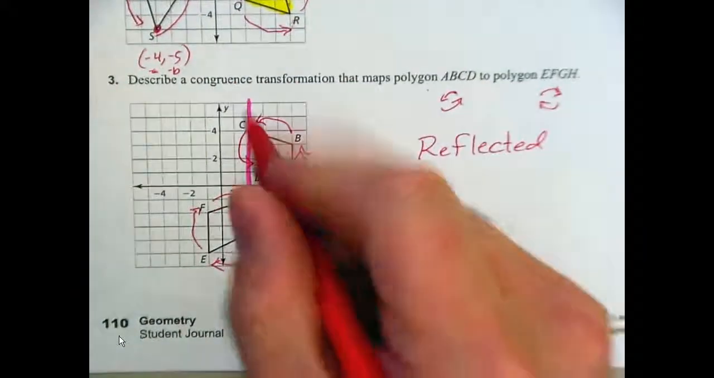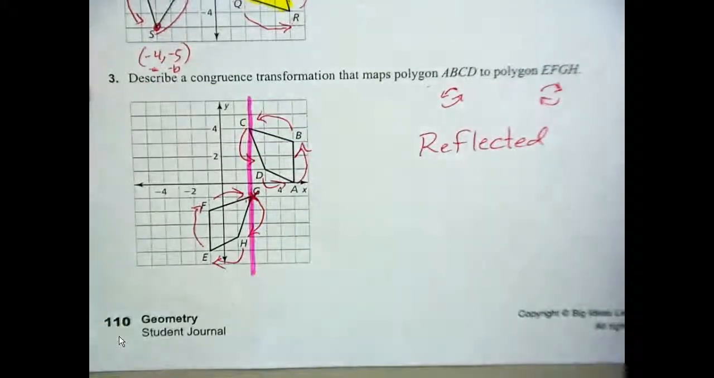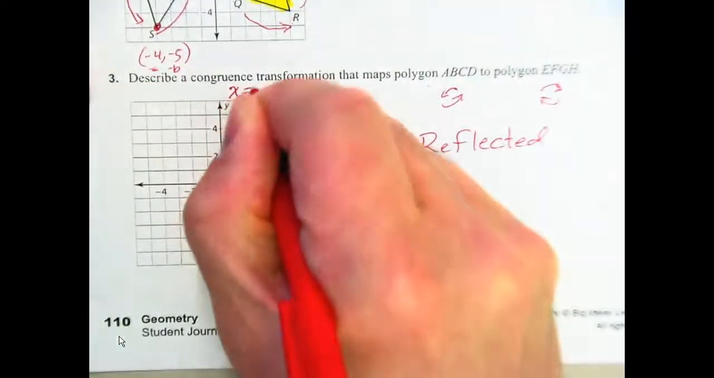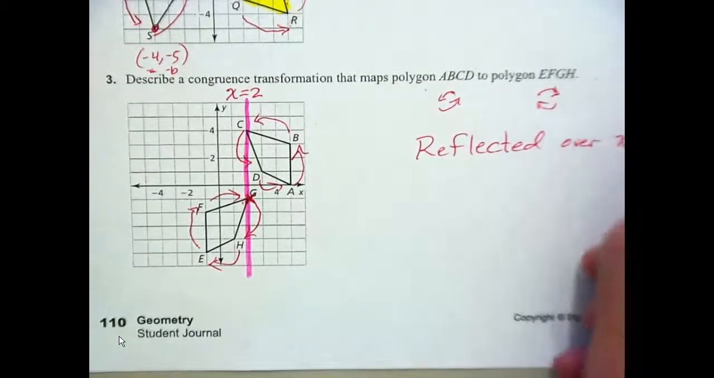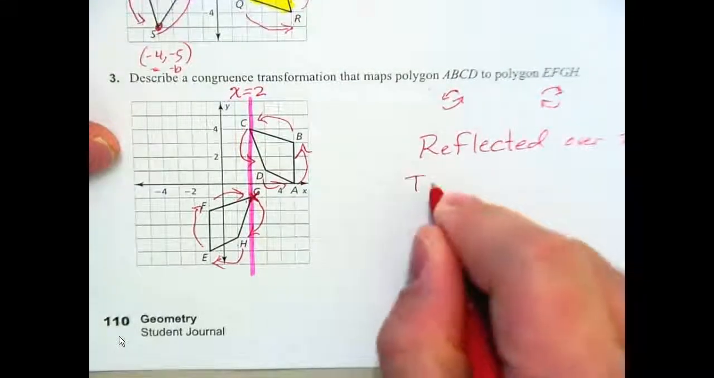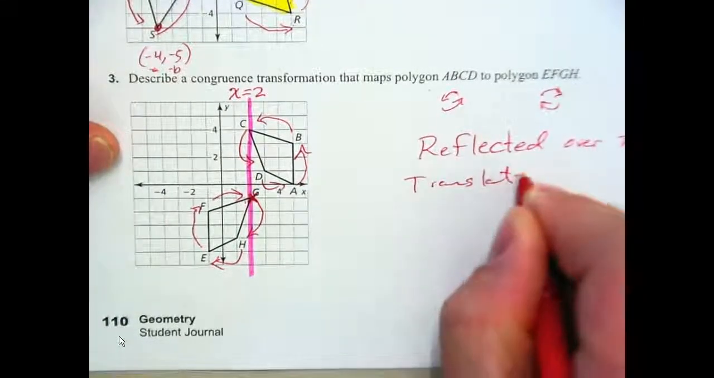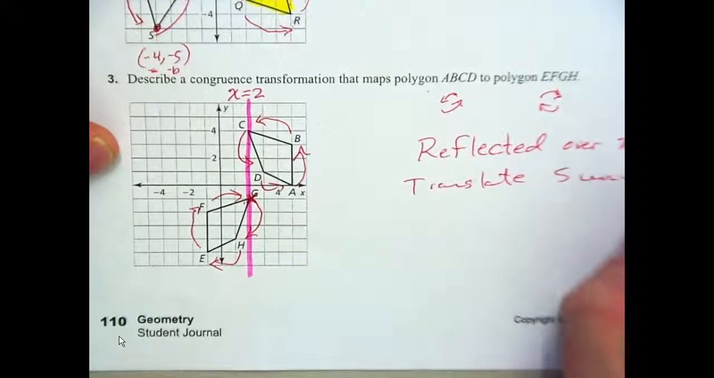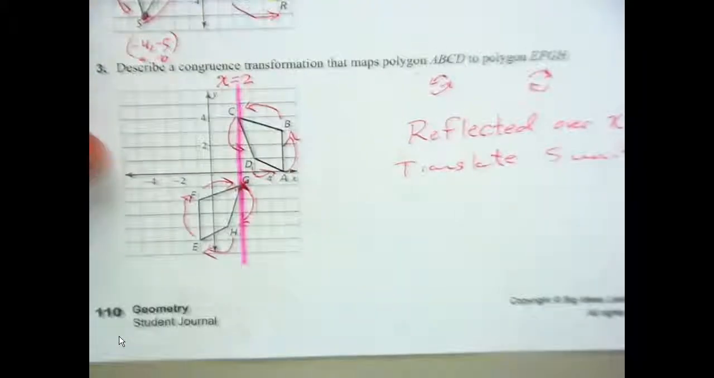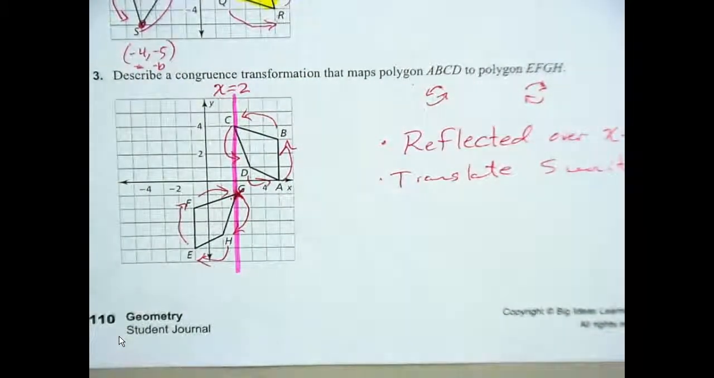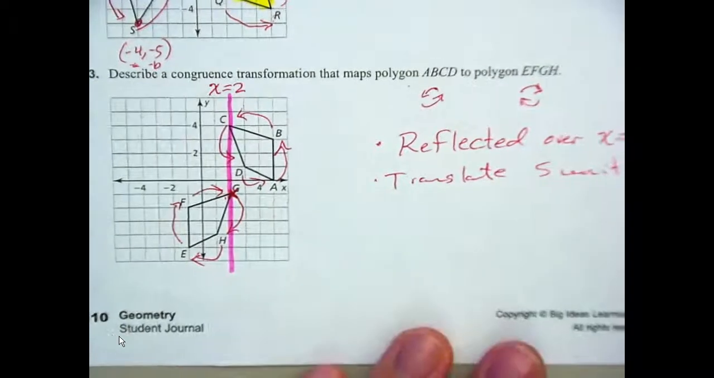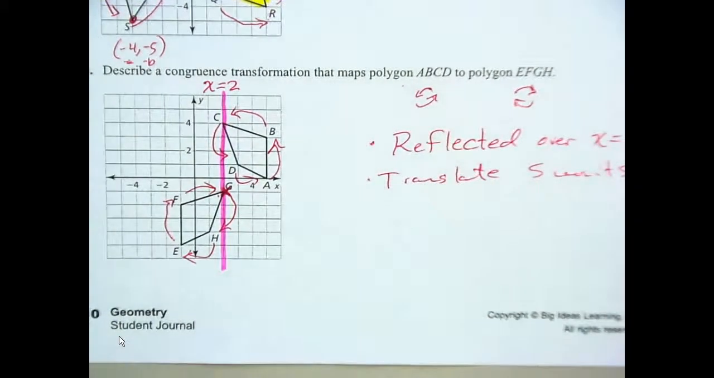What is this line called? X equals 2. So reflected over x equals 2 and then translate 5 units down. So when you're trying to figure out what happens, make sure you're checking. It doesn't have to be that exact. There are multiple ways to get there. That looked like the most direct way for me. There are other ways you could do it, though.